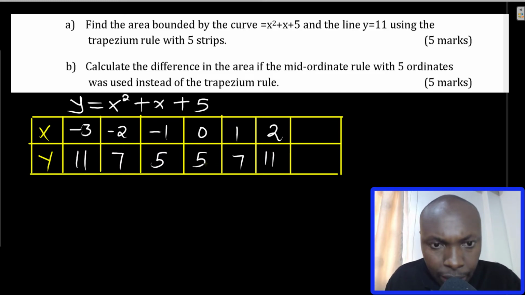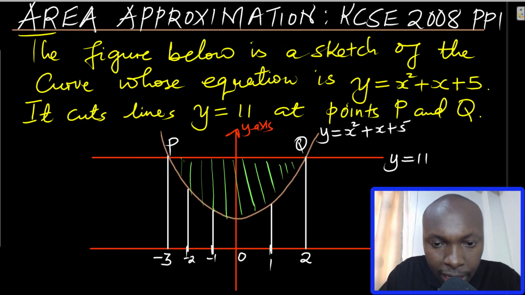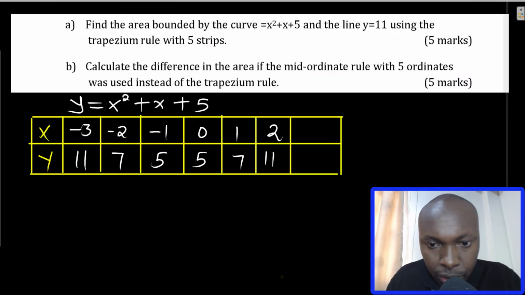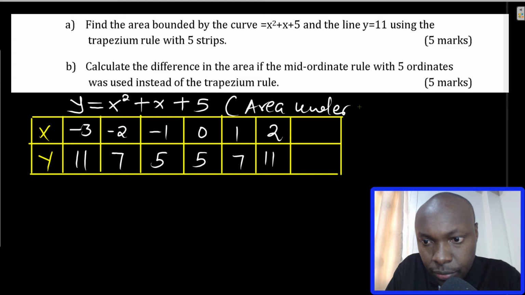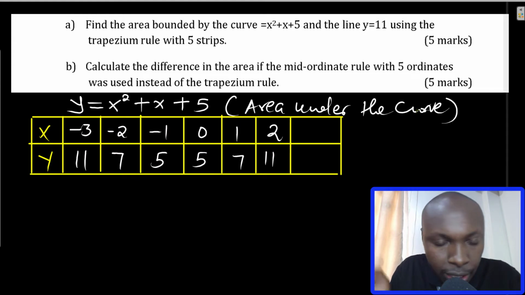And after doing that, now we're required to use the trapezium rule to calculate the area under the curve. This will give the area under the curve. It will not give the required area bounded by the curve and the line. So this will give the area under the curve, and that is what you're going to use the trapezium rule for.